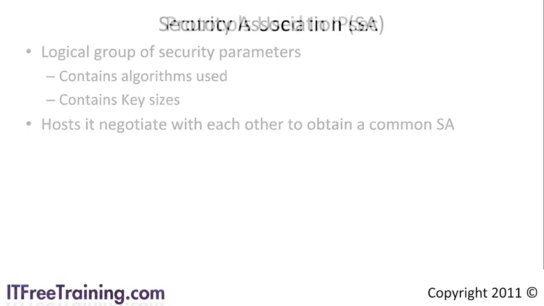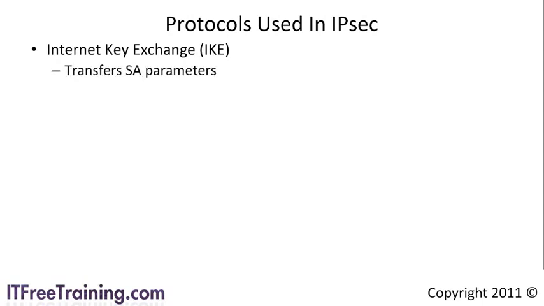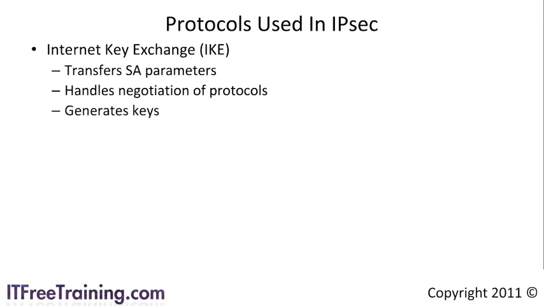There are a number of protocols used in IPsec to provide communication. The first is Internet Key Exchange, or IKE. IKE is used to transfer SA parameters between the hosts. It also handles negotiation of protocols between the two hosts and generation of keys.